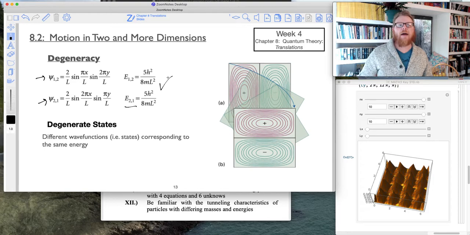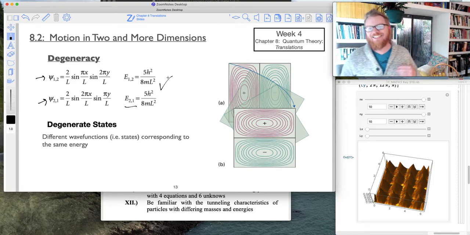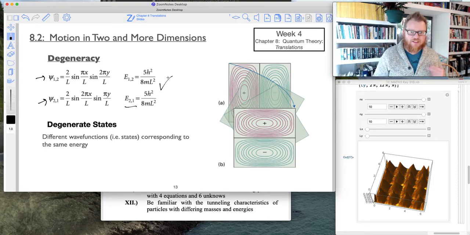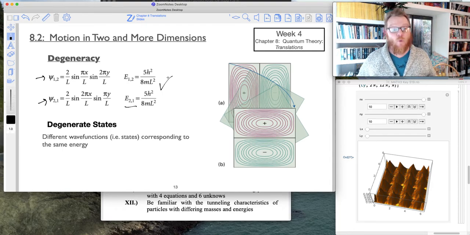So this establishes the notion that we call degeneracy. And this is going to come back later on when we're establishing even more physical reality, such as the atomic orbitals. As it turns out, degeneracy is really important in discussing the atomic orbitals.